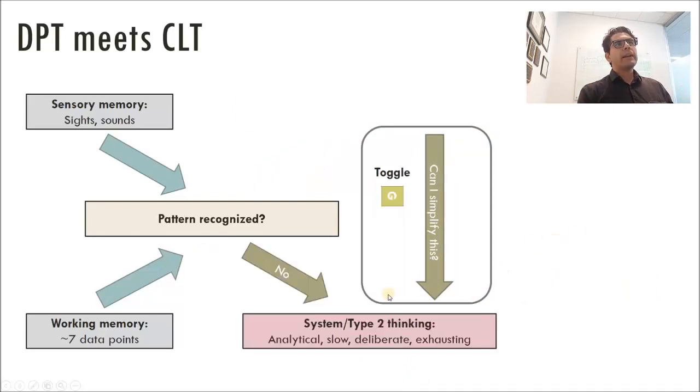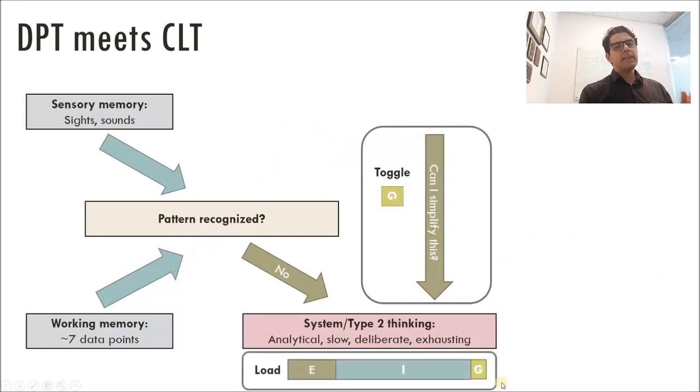On the other hand, if I don't recognize the pattern, I'm going to be using analytical slow reasoning. And that's going to have a high intrinsic load, right? It's going to take a lot of brain power to try to solve this case. So I don't have a whole lot of germane load to think about this case anymore, to think about how I'm thinking. I'm just going to be bogged down in analysis. So system one might come to the rescue a little bit and say, hey, can I simplify this problem a little bit and free up a little bit more germane load so I can think about how I'm thinking?